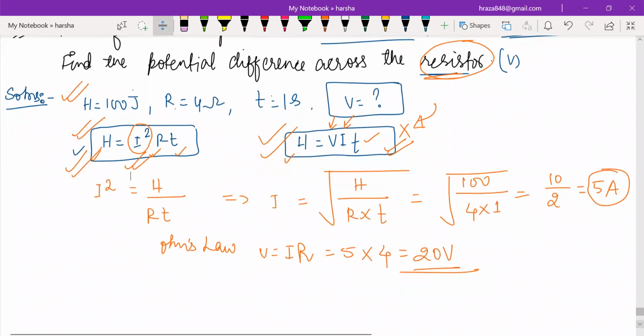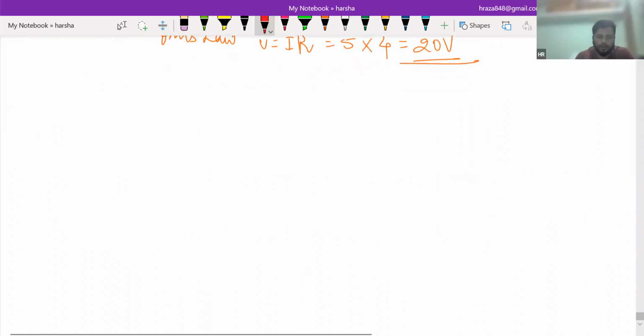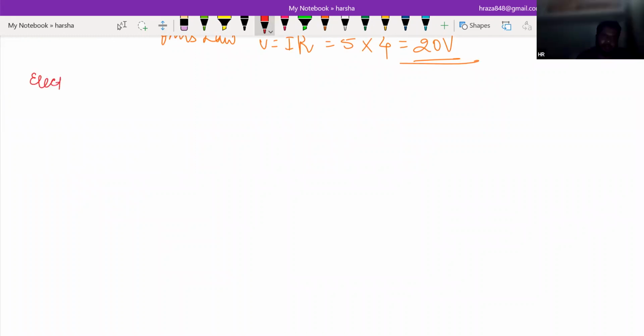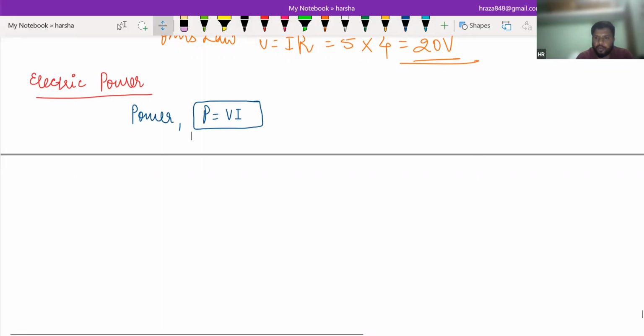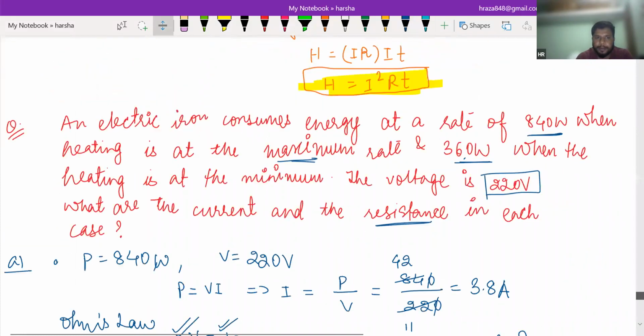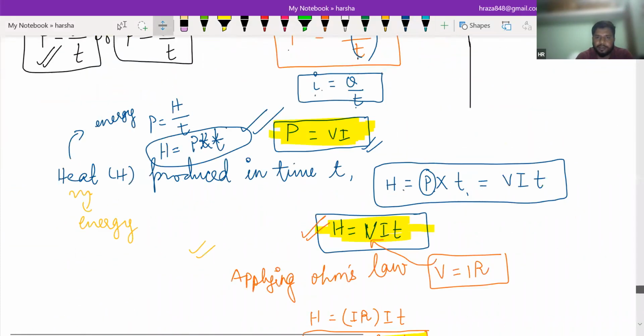Yes, sir. Okay. So now write a new topic, that is electric power. We have already studied about this electric power. So basically, what is electric power? See, I already have a formula from the previous topic, that is power P is equal to V into I. We derived this formula. I can show you this formula. P is equal to VI.